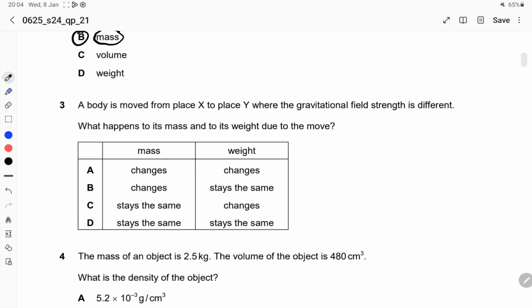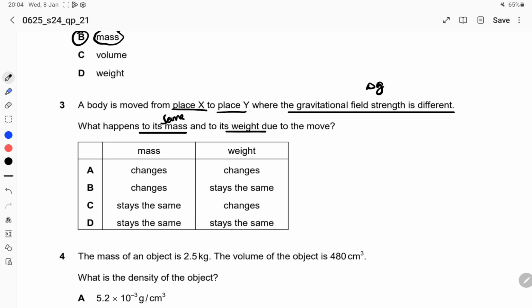The third one. A body is moved from place X to place Y, where the gravitational field strength is different. So there is a change in g. Correct? What happens to the mass? I know my mass is the amount of matter. No matter where you go, amount of matter won't escape. It won't come out of your body. So my mass remains the same.